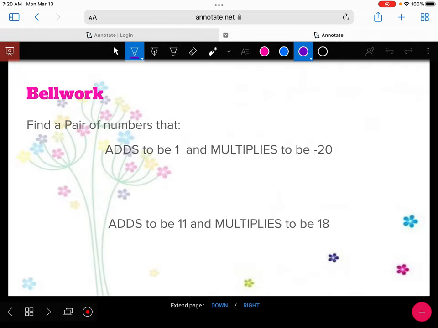Looking at this bell work here. What is a pair of numbers that adds to be 1 and multiplies to be negative 20? Negative 4 and positive 5. That's what we're looking for, a pair of numbers. So a pair of numbers that adds to be 11 and multiplies to be 18. 2 and 9. 2 and 9. Going to enunciate carefully because it sounded like I said 2, 1, 9. This stuff is going to come up. It's really important that we practice this stuff.